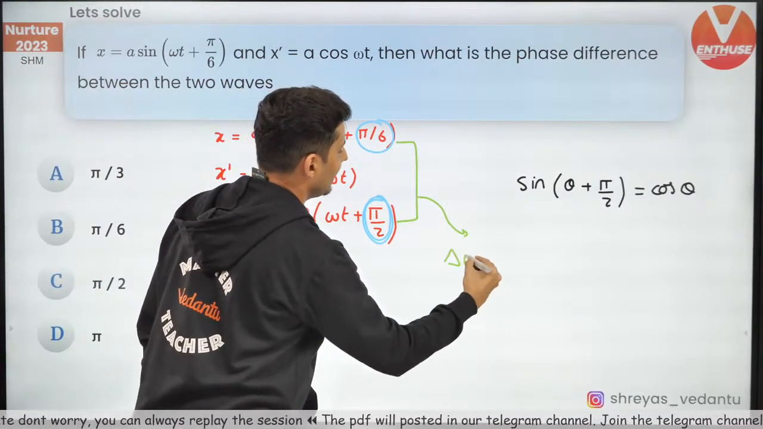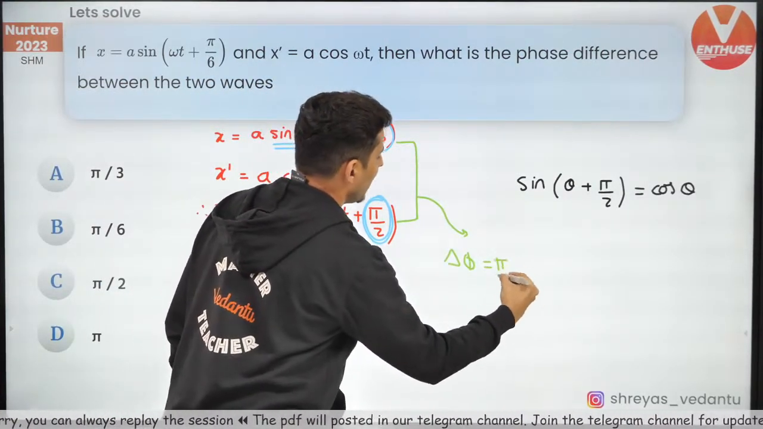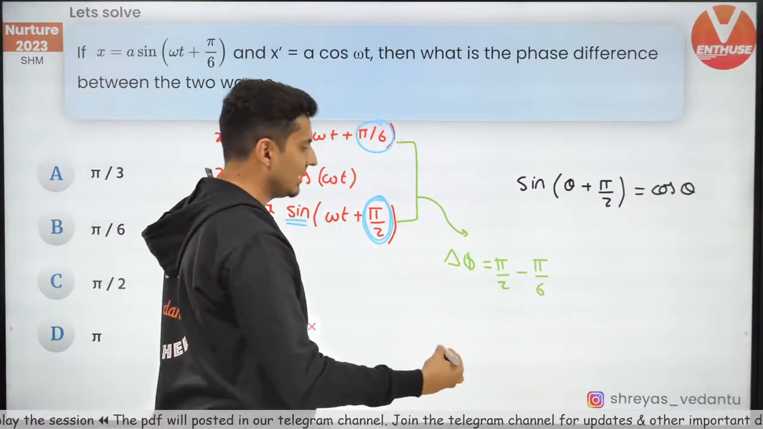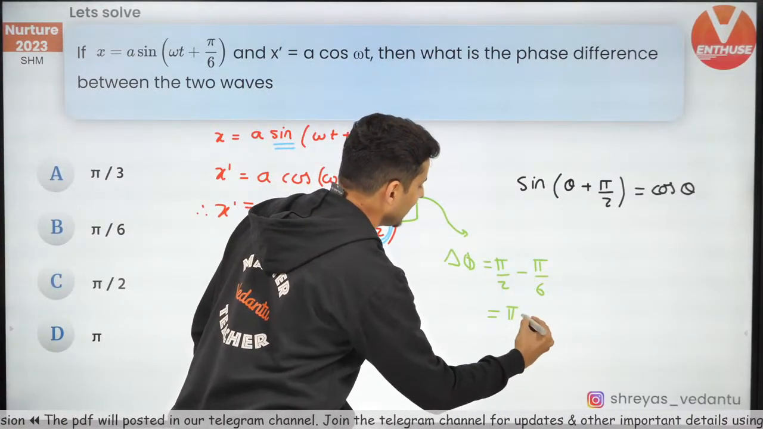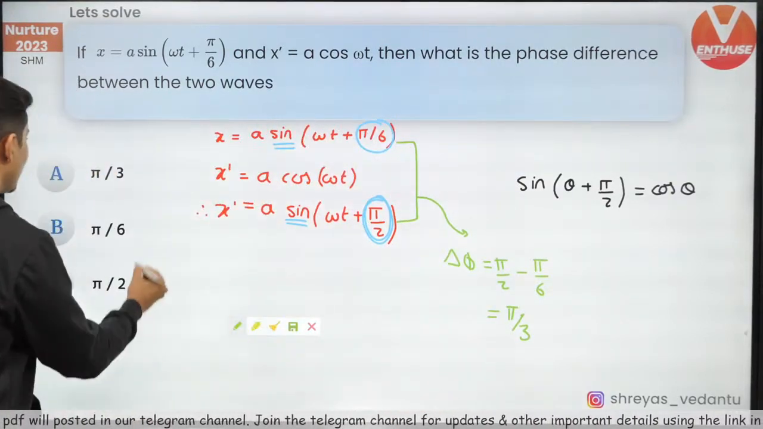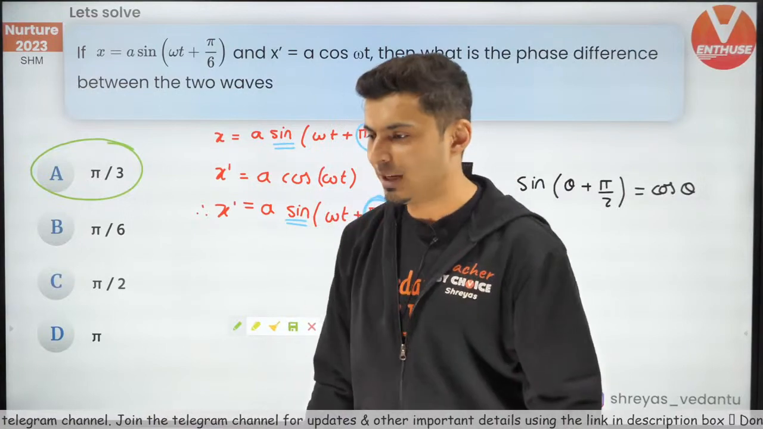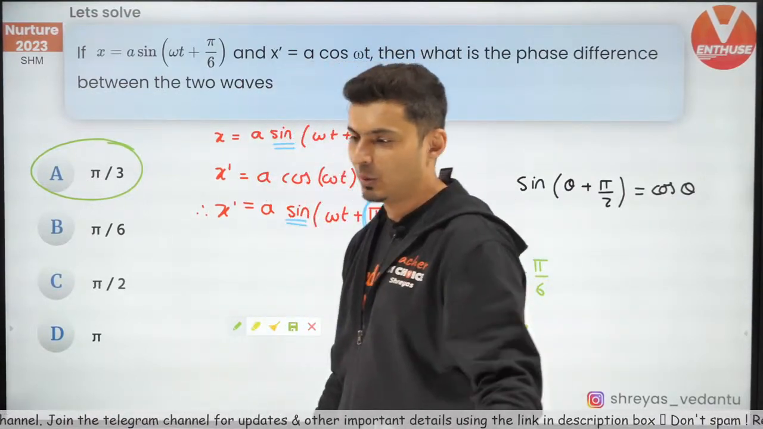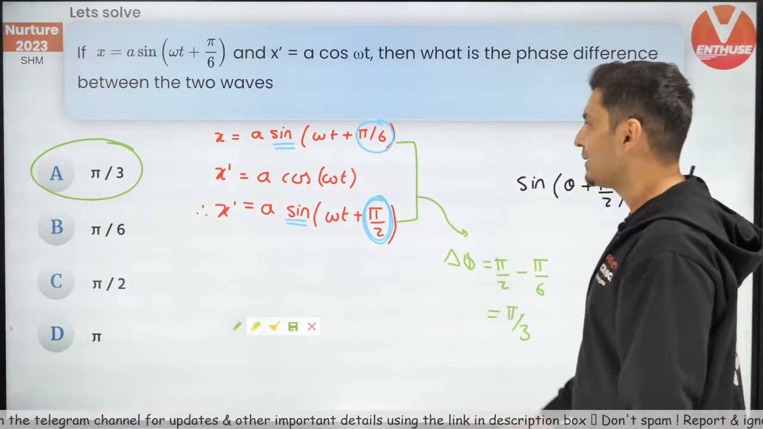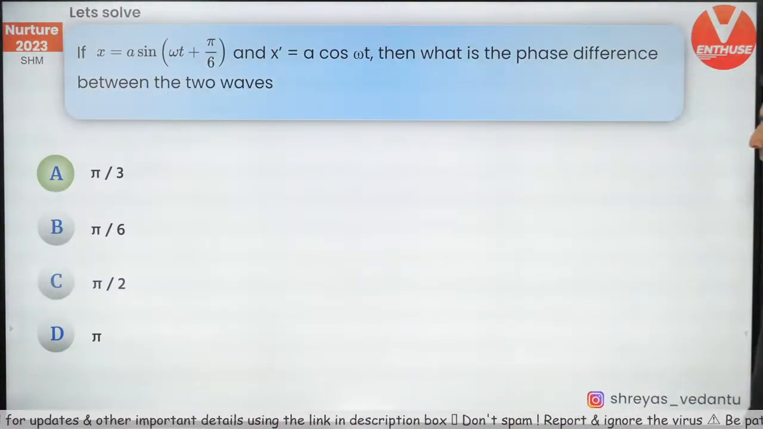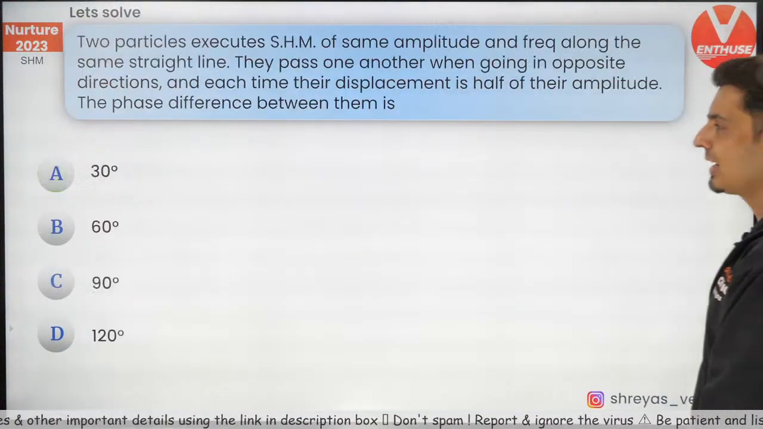So delta phi will be pi by 2 minus pi by 6. Basically 90 minus 30, which is 60, which is nothing but pi by 3. So hence the correct answer is option A, not B. Yep, very good Chandan, very good Cholan. Perfecto. Yeah, a lot of students make that mistake and write it as pi by 6. But yes, that conversion was very important. Yeah, option A is correct.